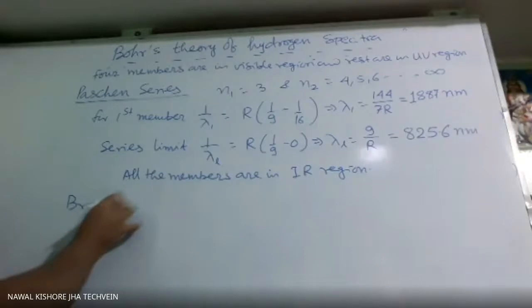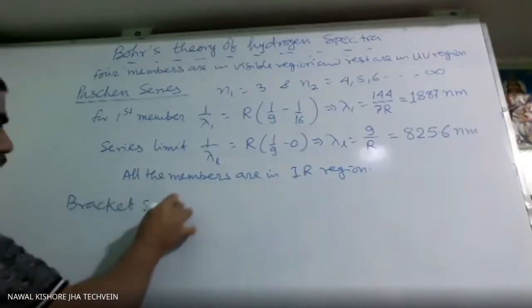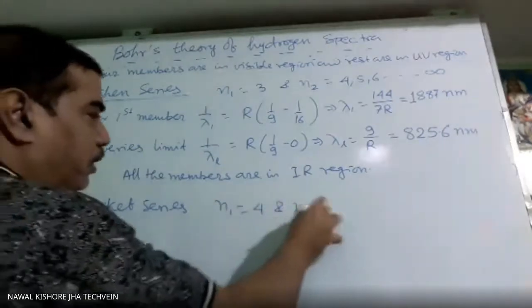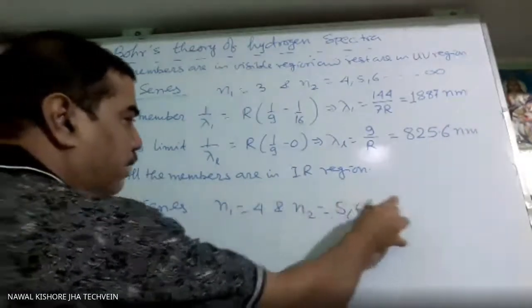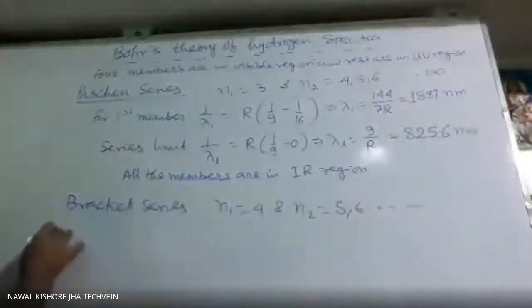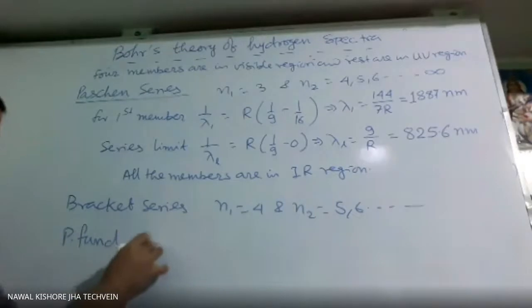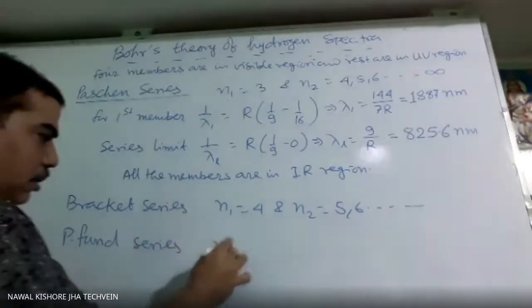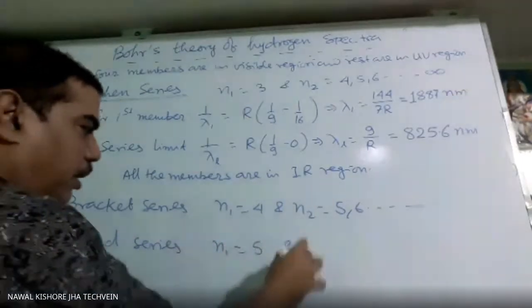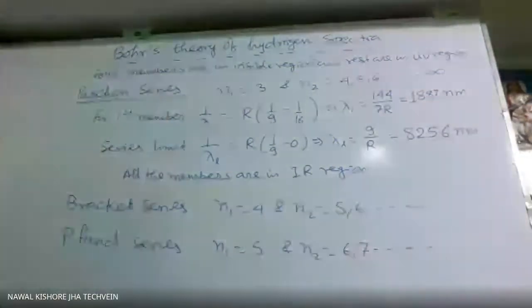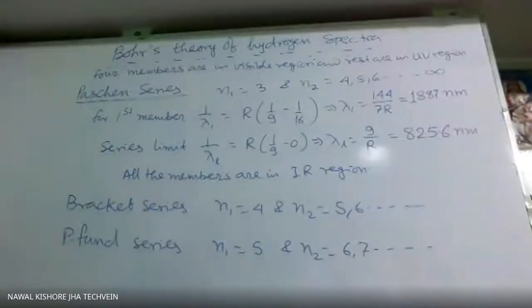So for Brackett series, what will be? Same way you can calculate. N1 will be 4 and N2 will be 5, 6, 7 onward. For Pfund, N1 is 5 and N2 is 6, 7 onward, like that. So these are the different series. We can calculate the wavelength. So these all are in infrared region only.